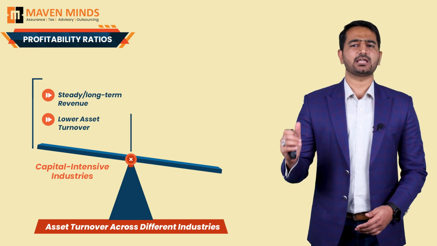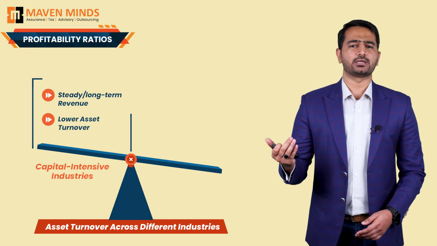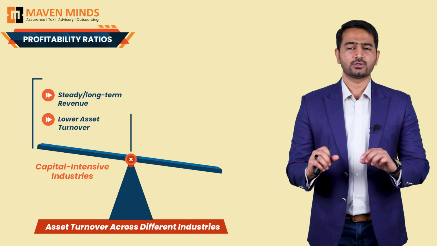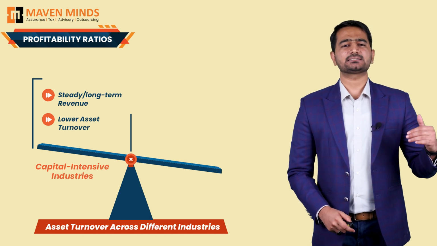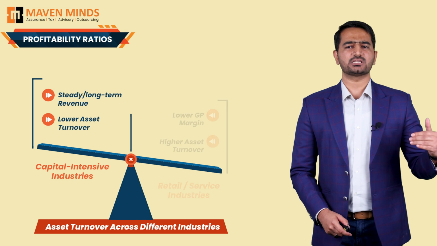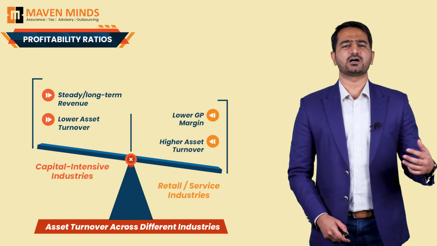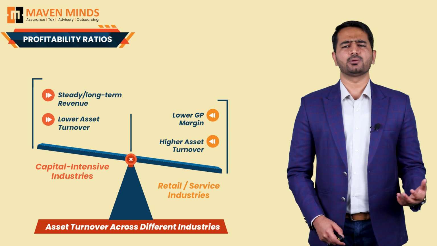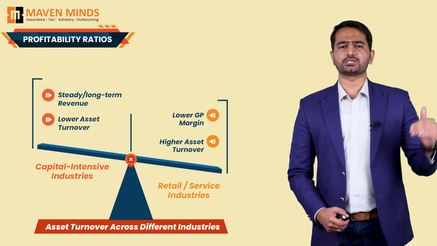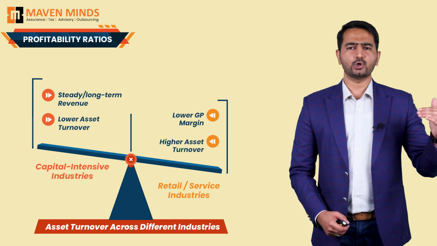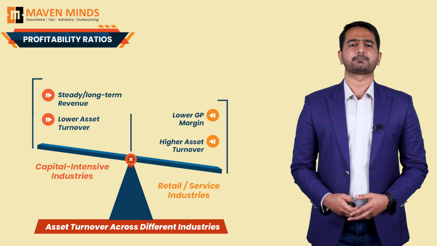These industries tend to have lower asset turnover because they have high capital employed but generate steady long-term revenue. On the other hand, high asset turnover is common in low-margin businesses like retailers, supermarkets, and fast food chains such as Walmart, Amazon, or McDonald's. They have a high asset turnover ratio because they operate on low profit margins but sell large volumes of goods quickly.